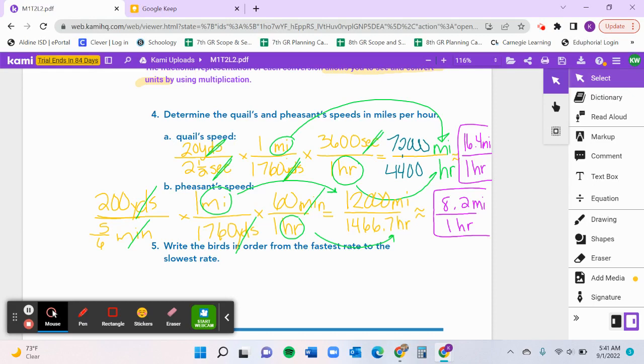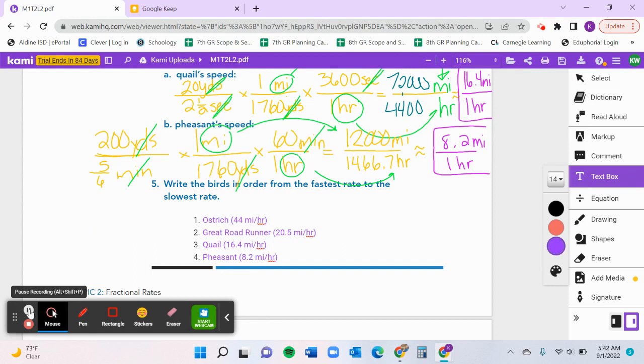Question number 5. This is the order from the fastest rate to the slowest rate. So you should have gotten the ostrich at 44 miles per hour, then the great roadrunner at 20.5 or 20 5/10 miles per hour, the quail 16 4/10 miles per hour, and the pheasant coming in last at 8.2 or 8 2/10 miles per hour.